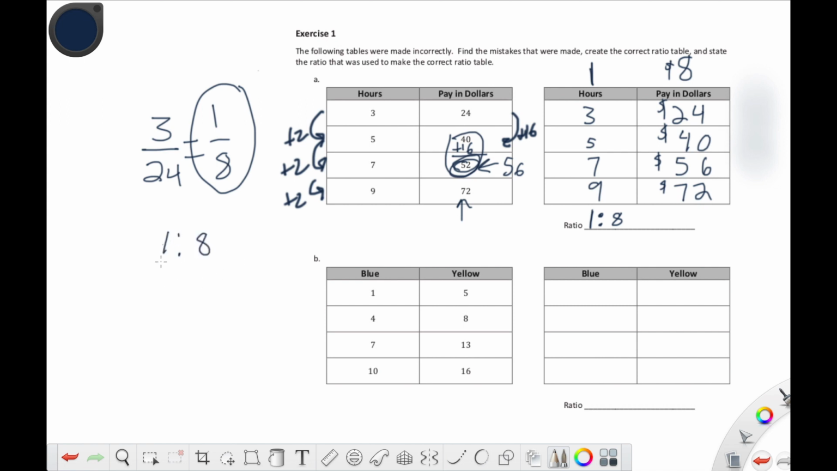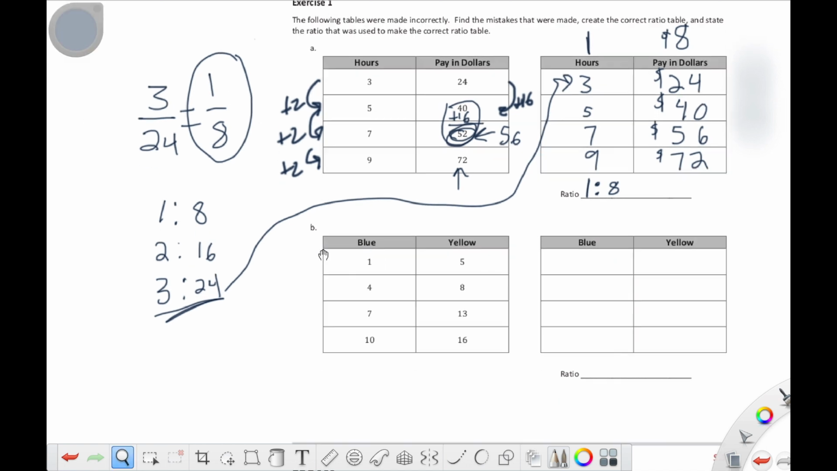And that means we can basically just multiply each side. So like if we did by 2, right, 1 times 2 is 2, 8 times 2 is 16. If they work 2 hours, $16. 1 times 3 is 3, 8 times 3 is 24, and here we have a ratio of 3 to 24, which is what we have here. All right, let's do the next one.